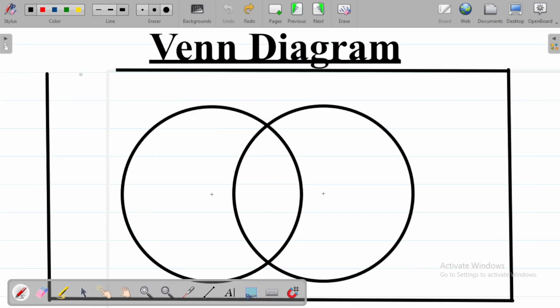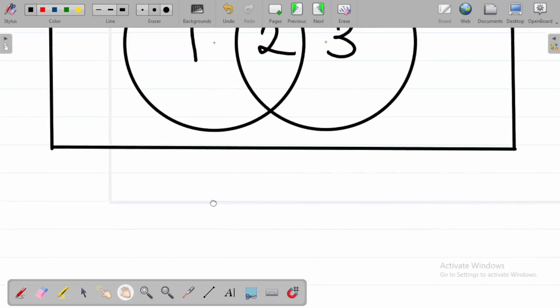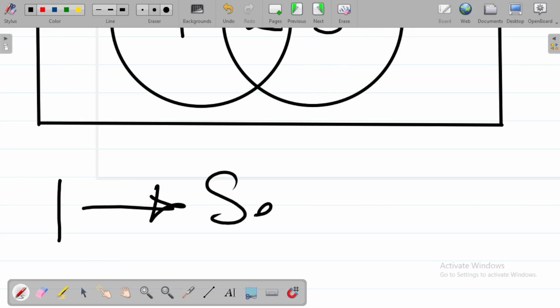All right, so this is what a Venn diagram looks like. U is the universal set. Let's call the first circle A, and the second circle B. This space is called 1, and then we have 2, and we have 3. So we've numbered the spaces. So what are these spaces called? 1 is called set A.